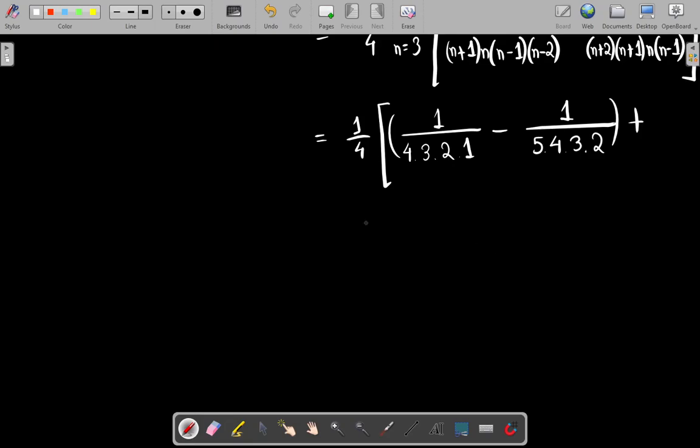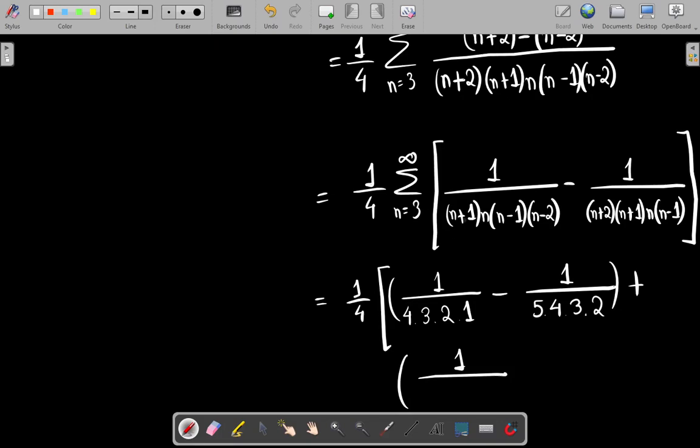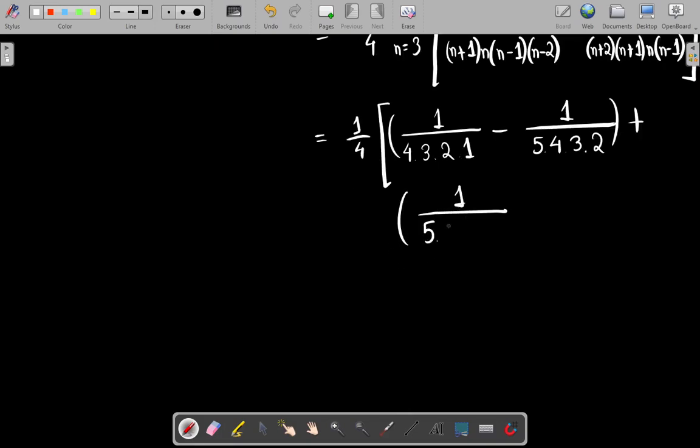Then for the next term, n equal to 4, we have 4 plus 1 will be 5, then 4 times 3 times 2, and the next term here, n plus 2, is 6 times 5 times 4 times 3. Okay, and we see a pattern that the second term for n equal to 3 and the first term of n equal to 4 are similar in magnitude, but opposite in sign, right? So these will get cancelled out. This is the method of difference. Similarly, this term will get cancelled here.